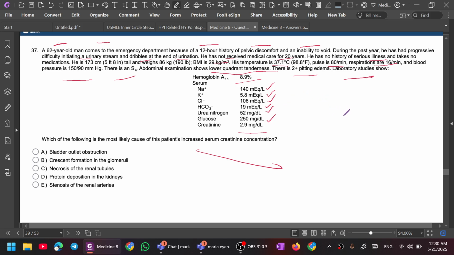BUN by creatinine. Isn't it more than 20 or 15? Let me see if it is high or low. 52 over 2.9 is 17.9. So it is less than 20.